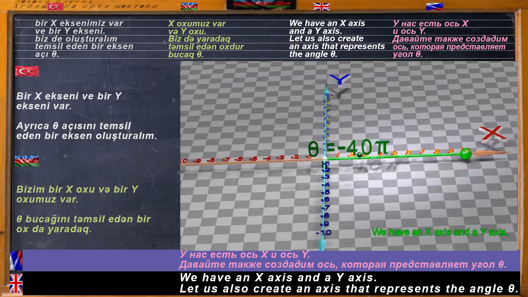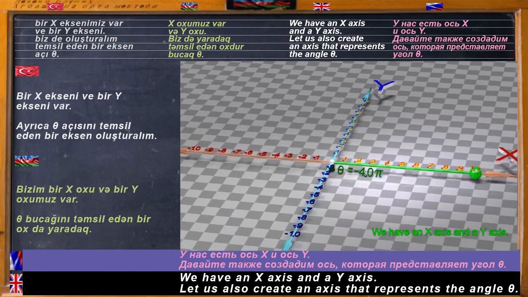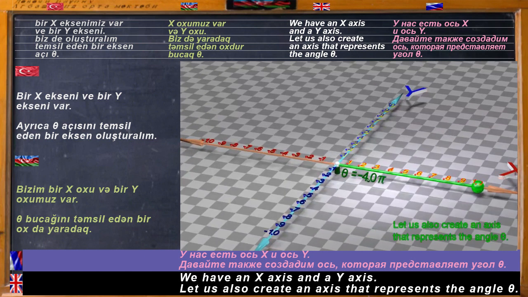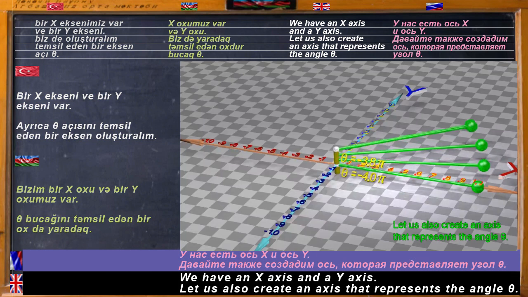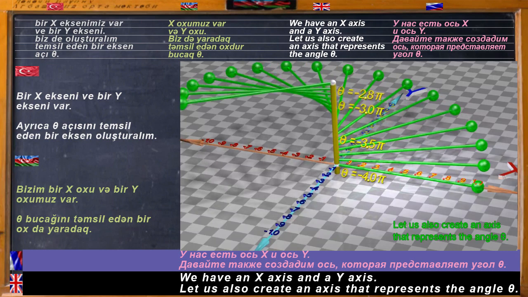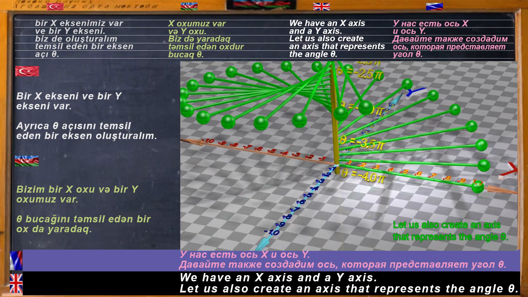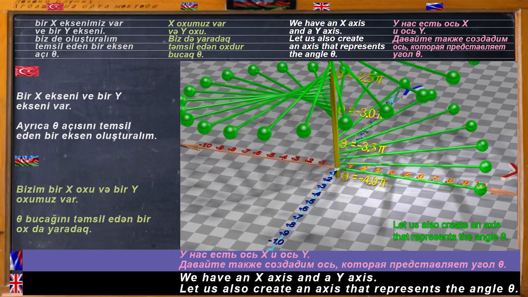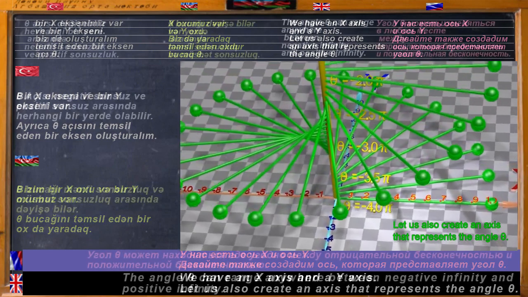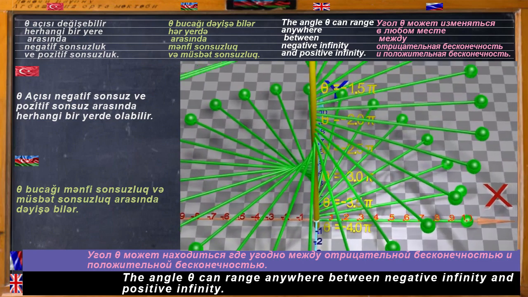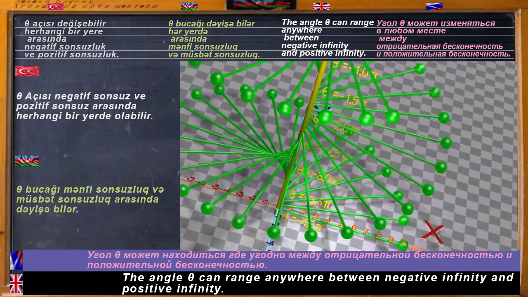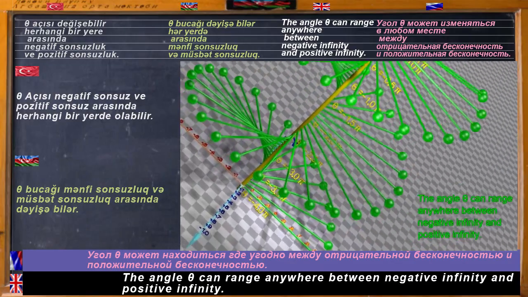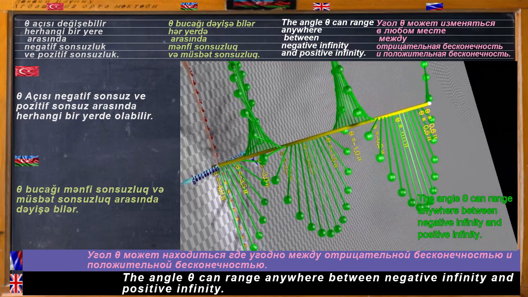We have an x-axis and a y-axis. Let us also create an axis that represents the angle theta. The angle theta can range anywhere between negative infinity and positive infinity.